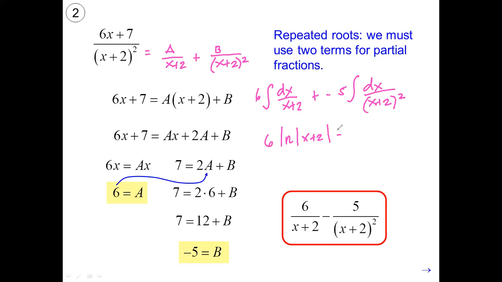So that would be plus 5 over x plus 2, because your corresponding answer here when you use the power rule is quantity x plus 2 raised to negative 1 plus c. So this is the integral of this original expression. The one that is circled here is just the equivalent partial fractions of the original.